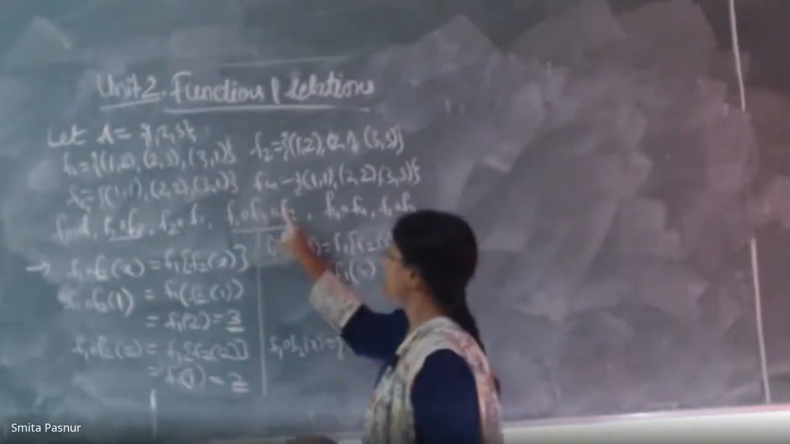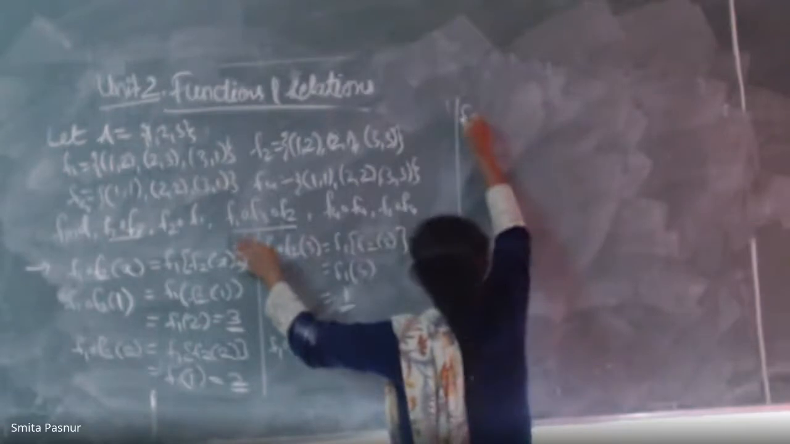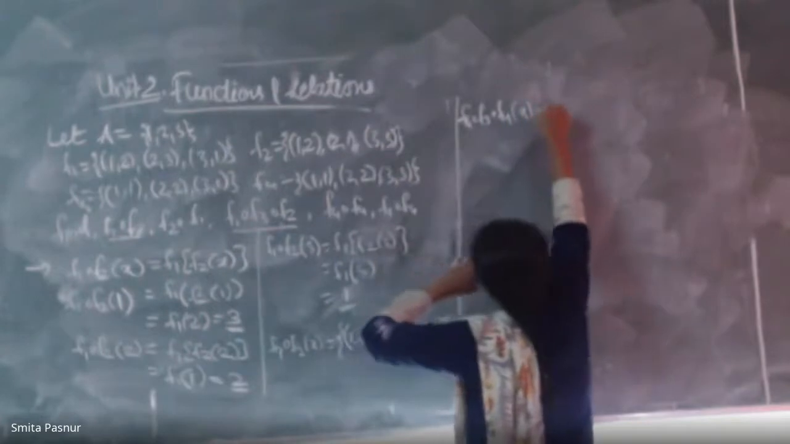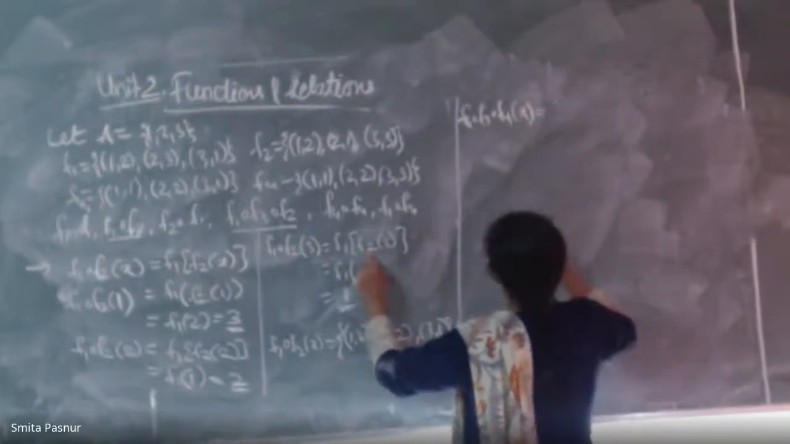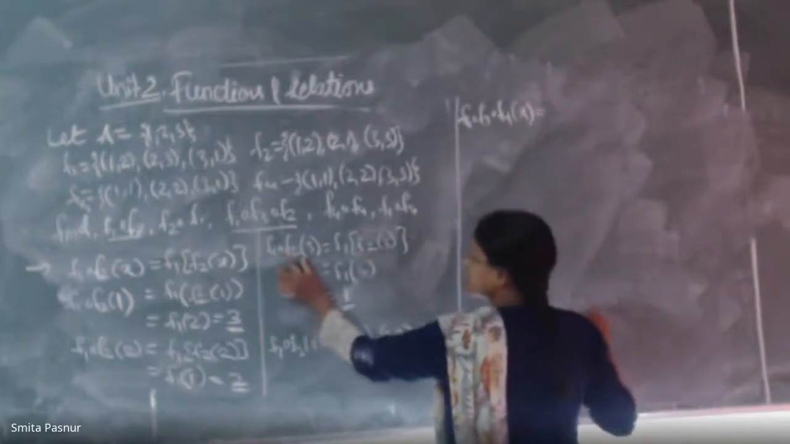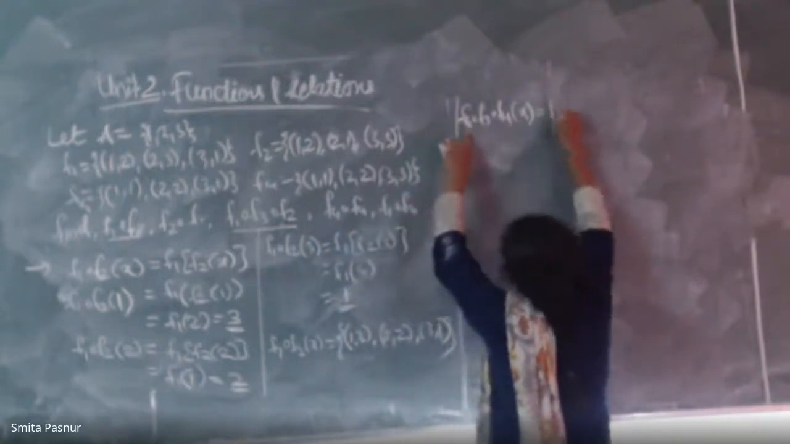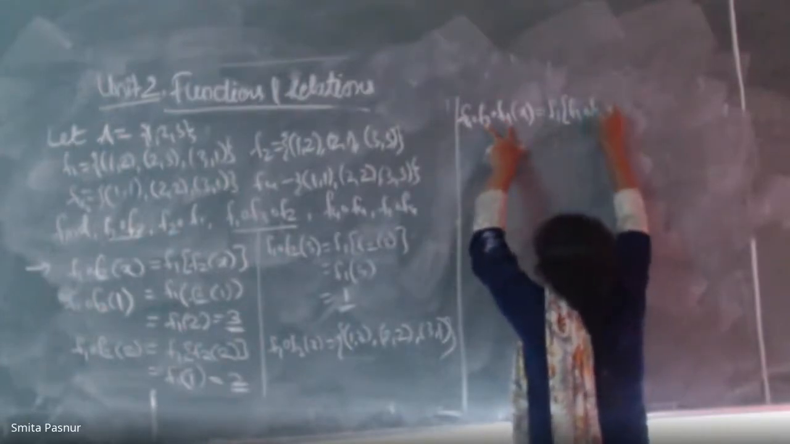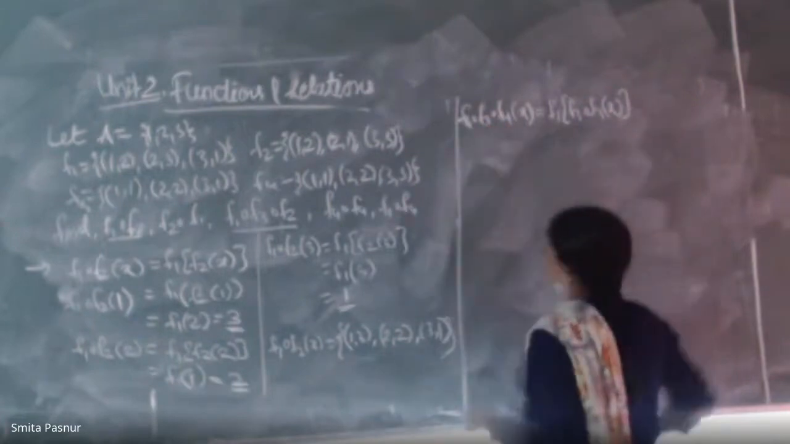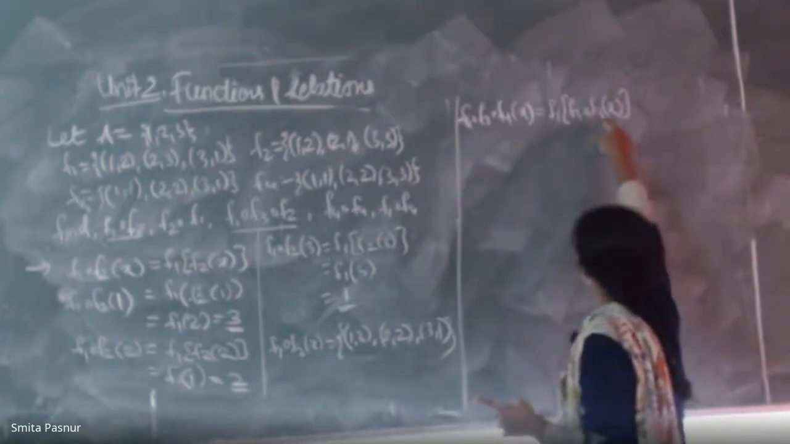F1 composition F3 composition F2 again. So how are we going to solve this? F1 composition F3 composition F2 of X, how am I going to write this now? I have to write it in a similar way. First, F1 composition with the other function. So the first function is written outside: F1. In bracket, I am going to put F3 composition F2 of X. That's it: F1 composition with F3 composition F2 of X.